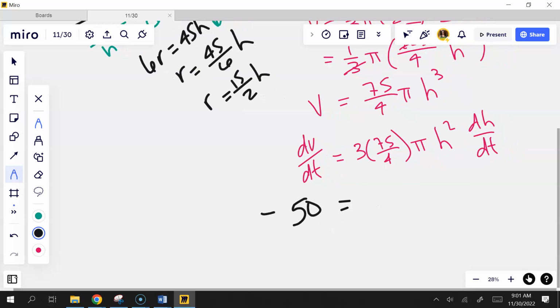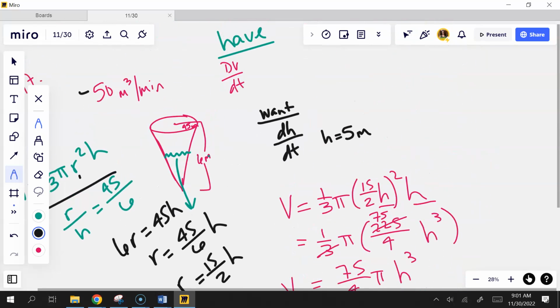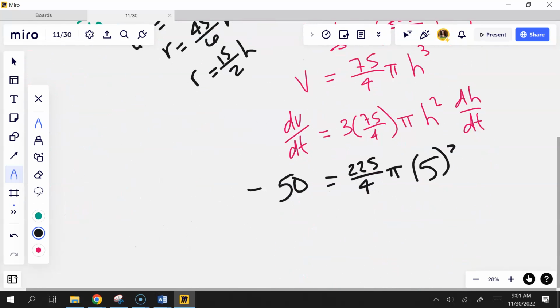3 times 75, so that would be 150. 150 plus 75 would be 225. Is that right? 225. Does that reduce? 225/4 pi. H was 5. I'm just plugging in what I know now. dh/dt. And solve it. 25 times 225/4 is a gross number. We'll multiply by the reciprocal.